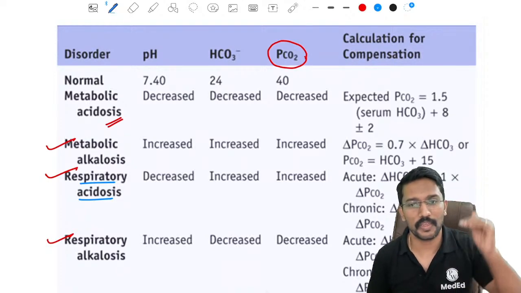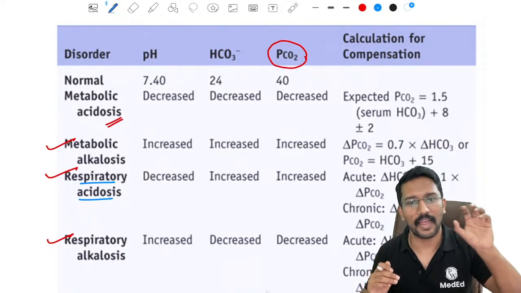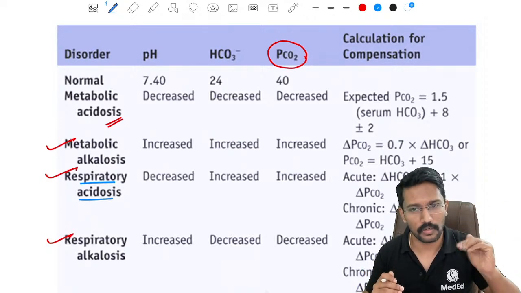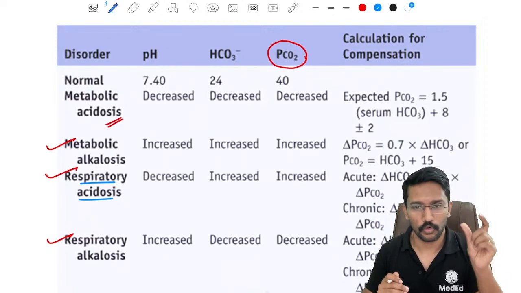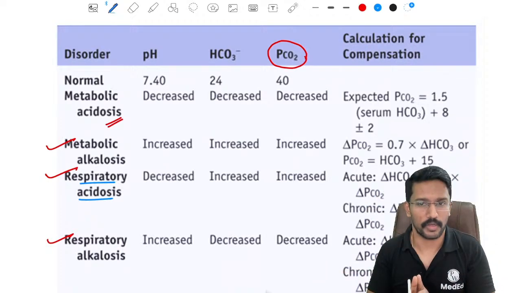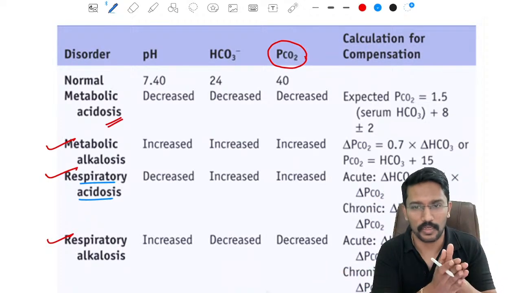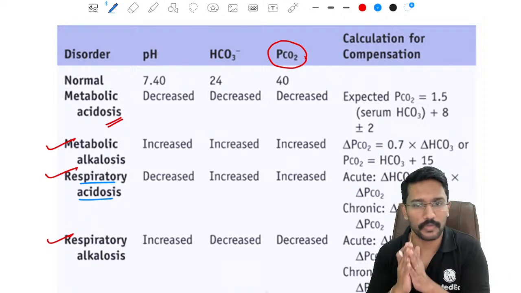Respiratory acidosis means PaCO2 is increased. PaCO2 is adding acid. Carbon dioxide dissolves in water, becomes carbonic acid. So that is why you have acidosis. Now to compensate for that, you need to increase the base. So kidneys will increase the bicarbonate. So bicarbonate is expected to be elevated. So whether the bicarbonate elevation is appropriate or not, we need to see.